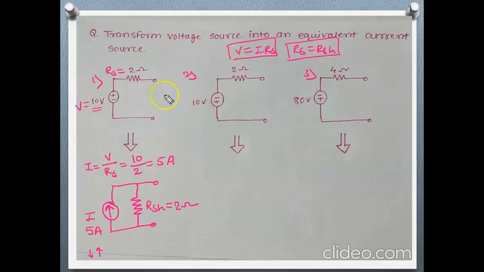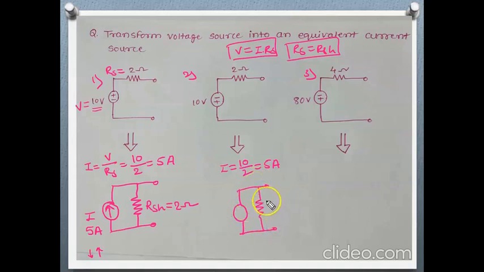Now convert it. Here also 10 volt and 2 ohm, same voltage and same resistance is given, so current will be what? Current is 10 divided by 2, nothing but 5 ampere, and RS is 2 ohm, so RSH is also 2 ohm. So this will be the current and this will be the RSH.